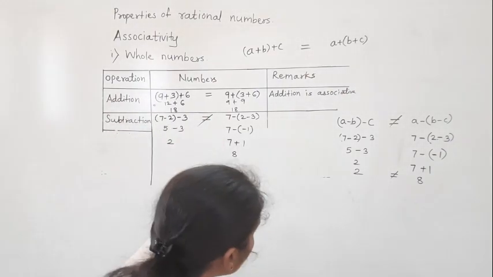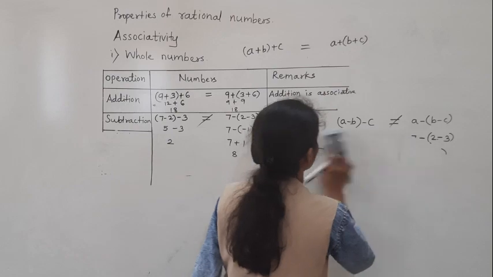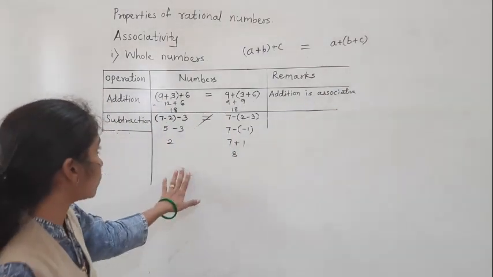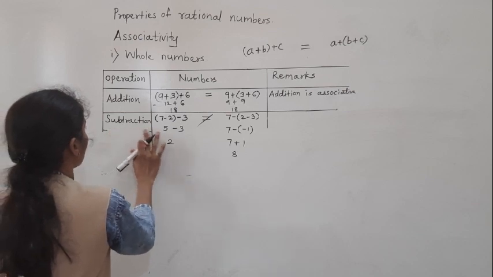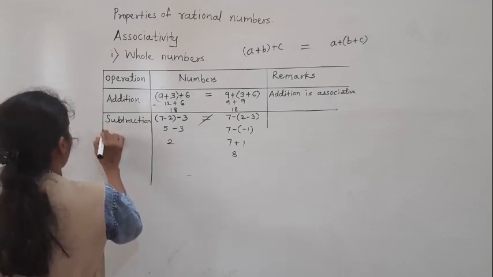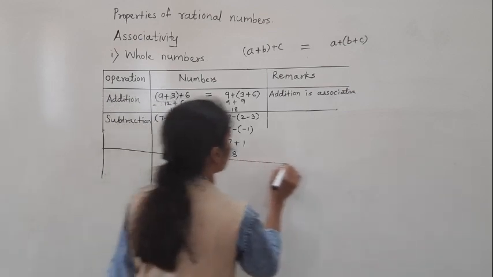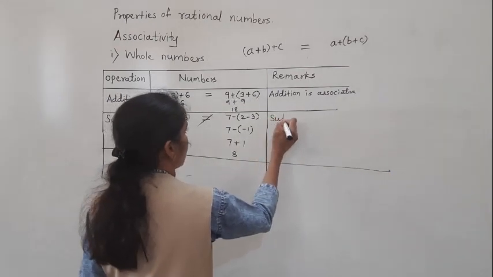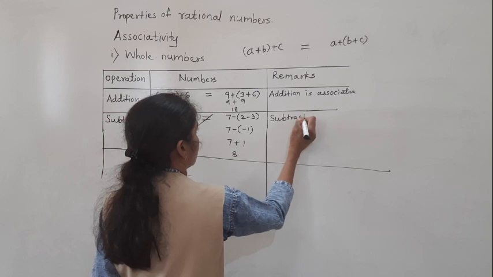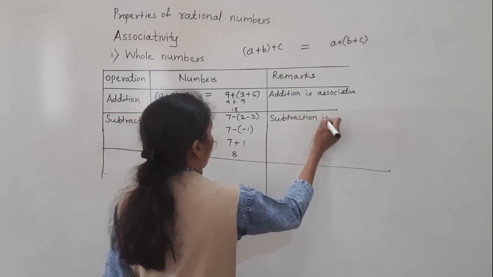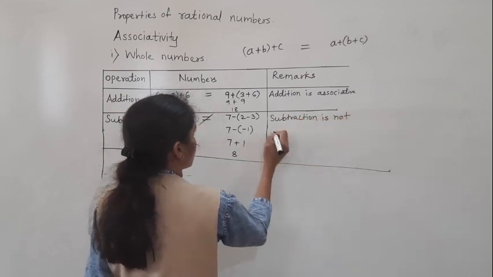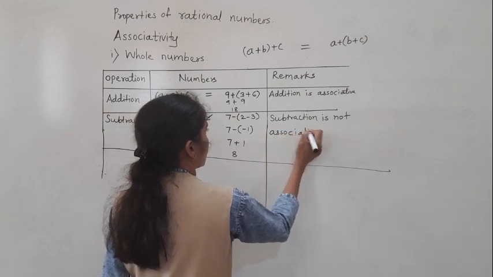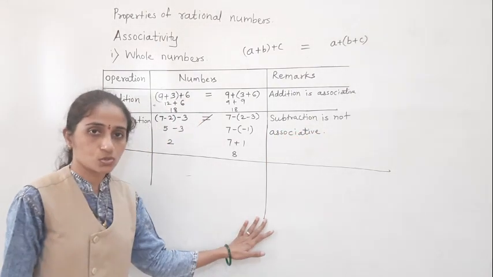So what can we write here? Subtraction is not associative, means it does not work in subtraction. Okay, so what can we write here? It does not work in subtraction. Subtraction is not associative. So subtraction is not associative.